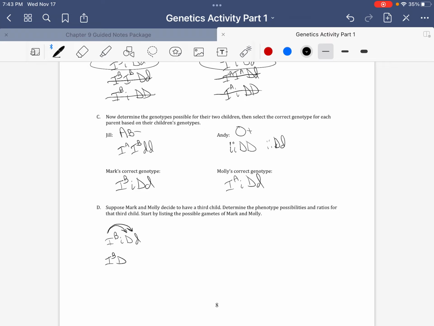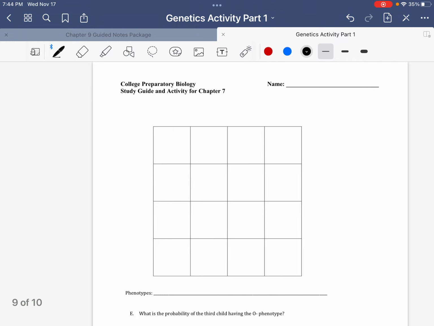You get one allele for each trait on each gamete, right? I can also do big I with a little d. And I can do little I with a big D, little I with a little d. Molly said this was her genotype. So I can have big I with the A, big D; big I with A, little d; little I, big D; little I, little d. So those are the gametes. Then we're going to put those on our Punnett square.